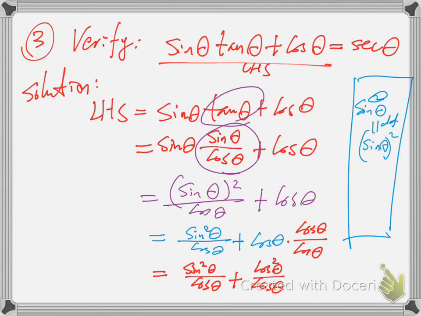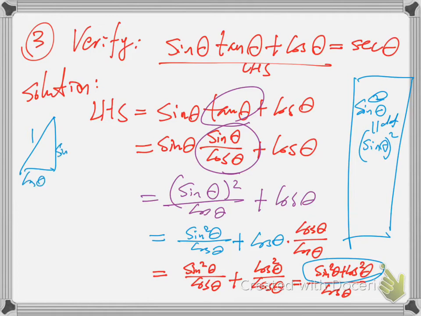Now we got sine squared theta plus cosine squared theta over cosine theta. So what's sine squared theta plus cosine squared theta? Remember our trig identity? This is 1, this is cosine theta, this is sine theta. So the Pythagorean theorem, this is number 1. So the left hand side is 1 over cosine theta.